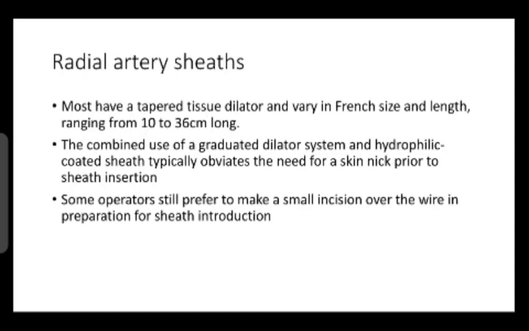Radial artery sheaths have a tapered tissue dilator and vary in French size and length from 10 to 36 cm long. The combined use of a graduated dilator system and hydrophilic coated sheath typically obviates the need for a skin nick prior to sheath insertion. However, some operators prefer to make a small incision over the wire in preparation for sheath introduction.